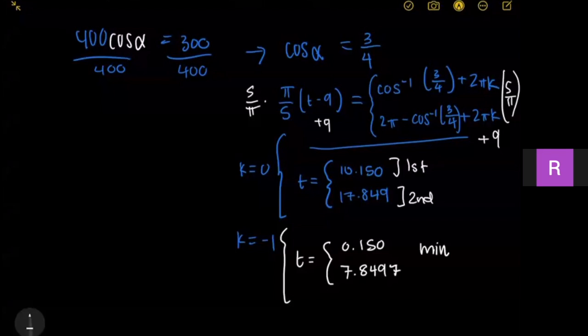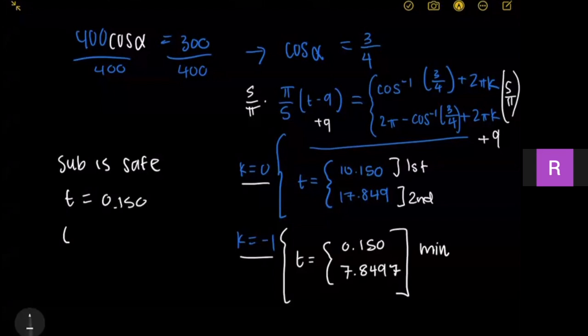So comparing the two values that we got for k equals 0 and k equals -1, since we're looking for the first time that our submarine is safe, we're going to use the smaller values. So since these are the minimums, we're going to use these. So the first time our submarine is safe is going to be at time t equals 0.150, and then also until time 7.849 minutes. So this is our first range in which our submarine is going to be safe.